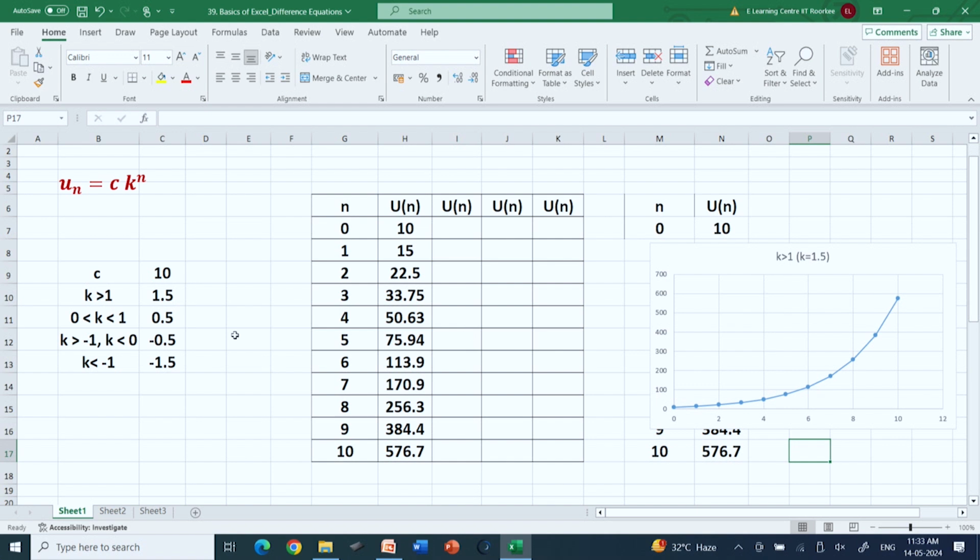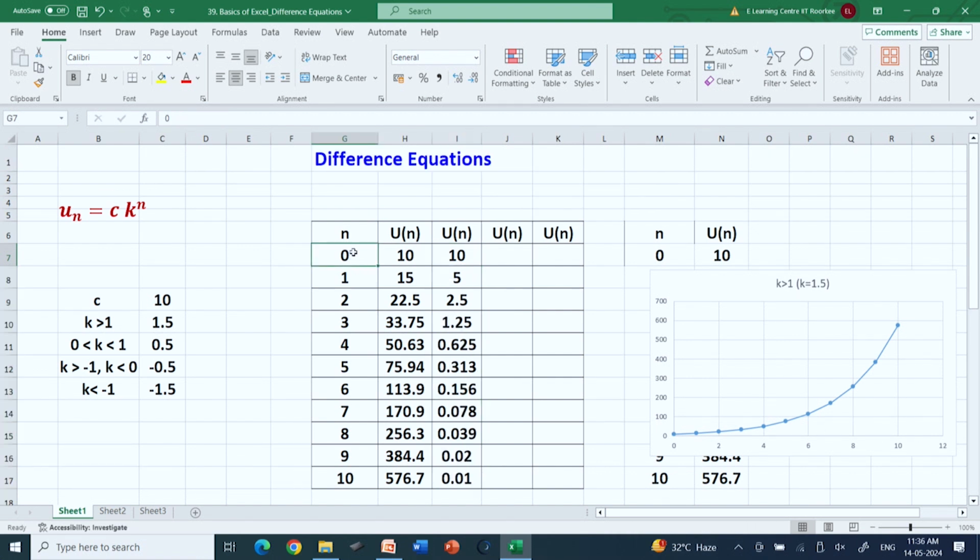Now, let us move on to when k is lying between 0 and 1. The value is 0.5. Again this is equal to c, which is this value, multiplied by k, which is 0.5, to the power 0. This is a constant, and the value of k is also taken to be constant, which is 0.5, and I drag them.